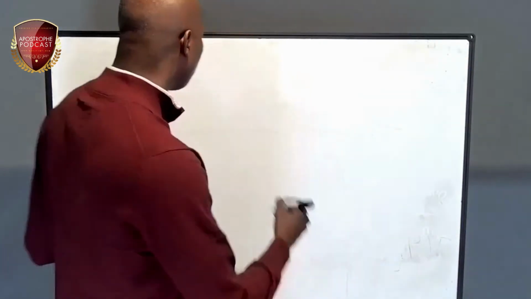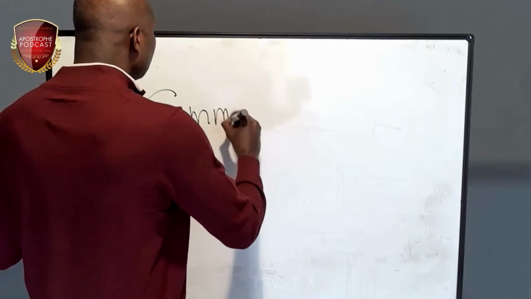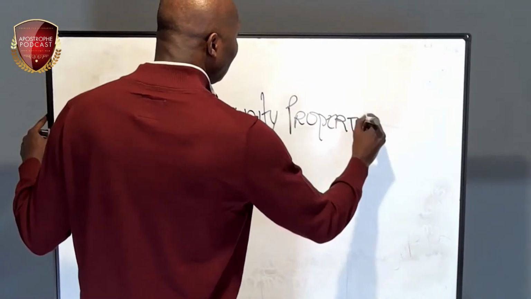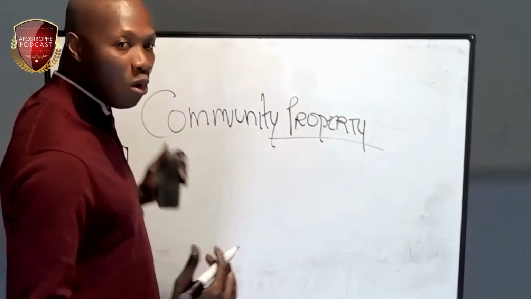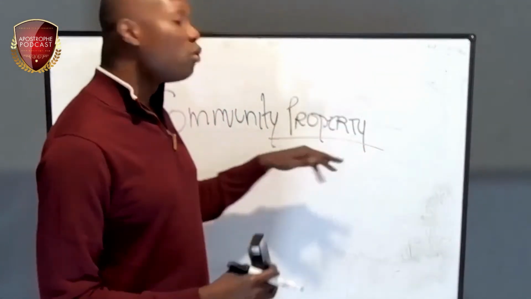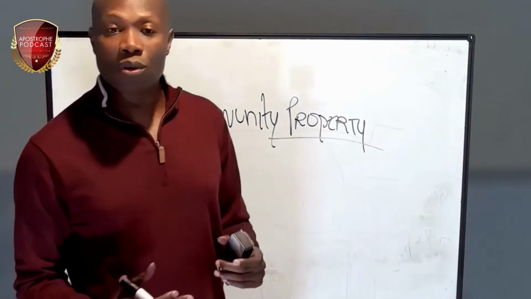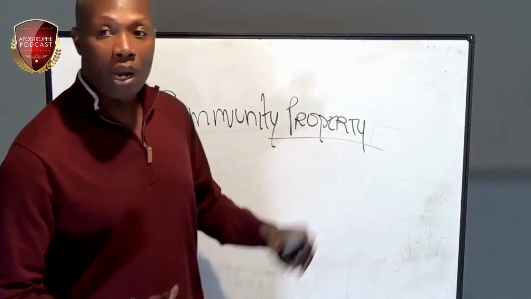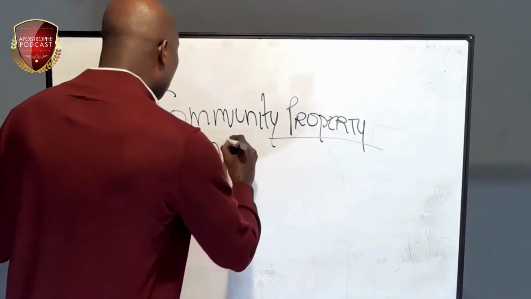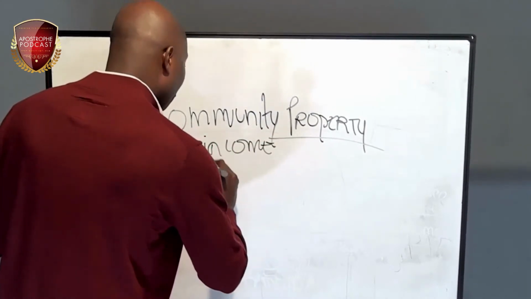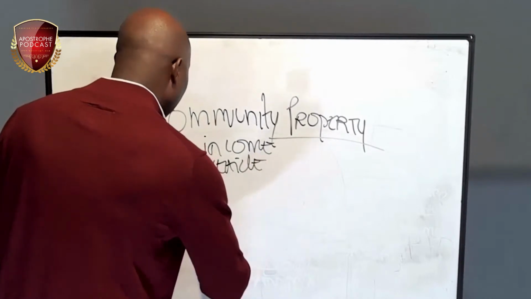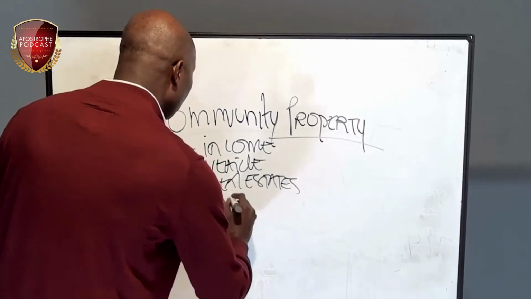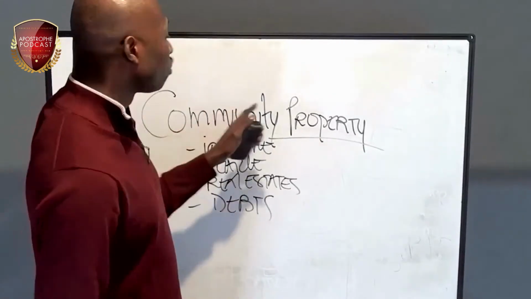Now that you know the real definition of community property, let's try to understand what kind of assets are deemed community property. As a general rule, all assets acquired throughout the marriage are deemed community property. This includes income, vehicles, real estate, and even debts are also community property.